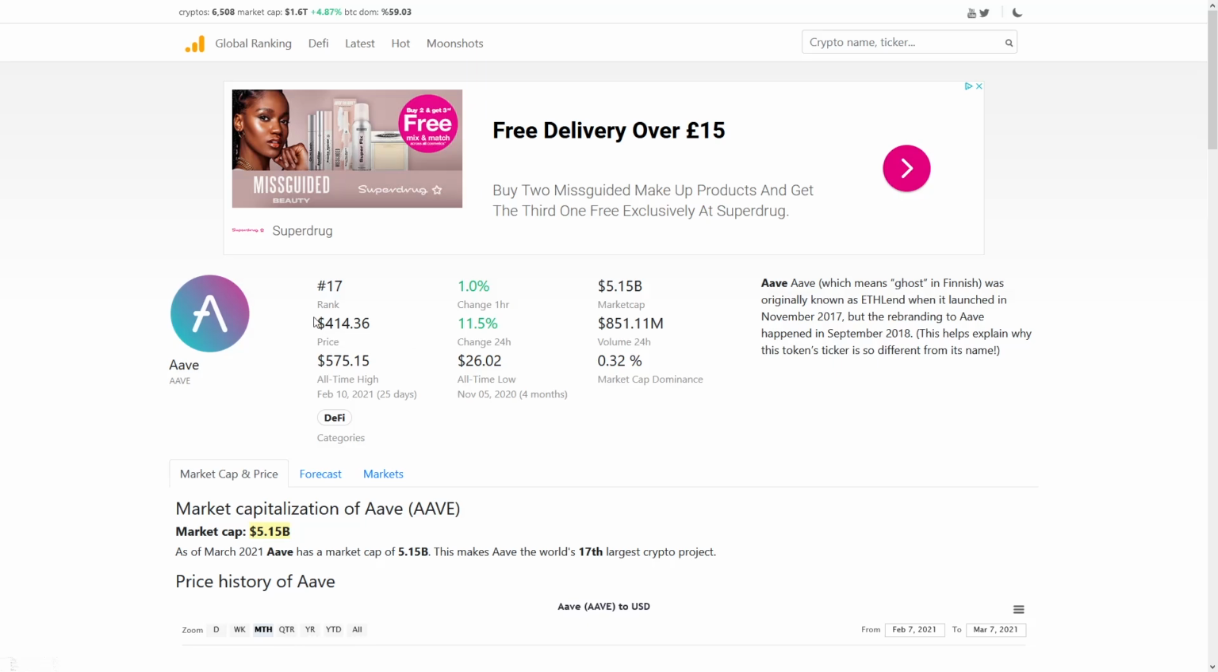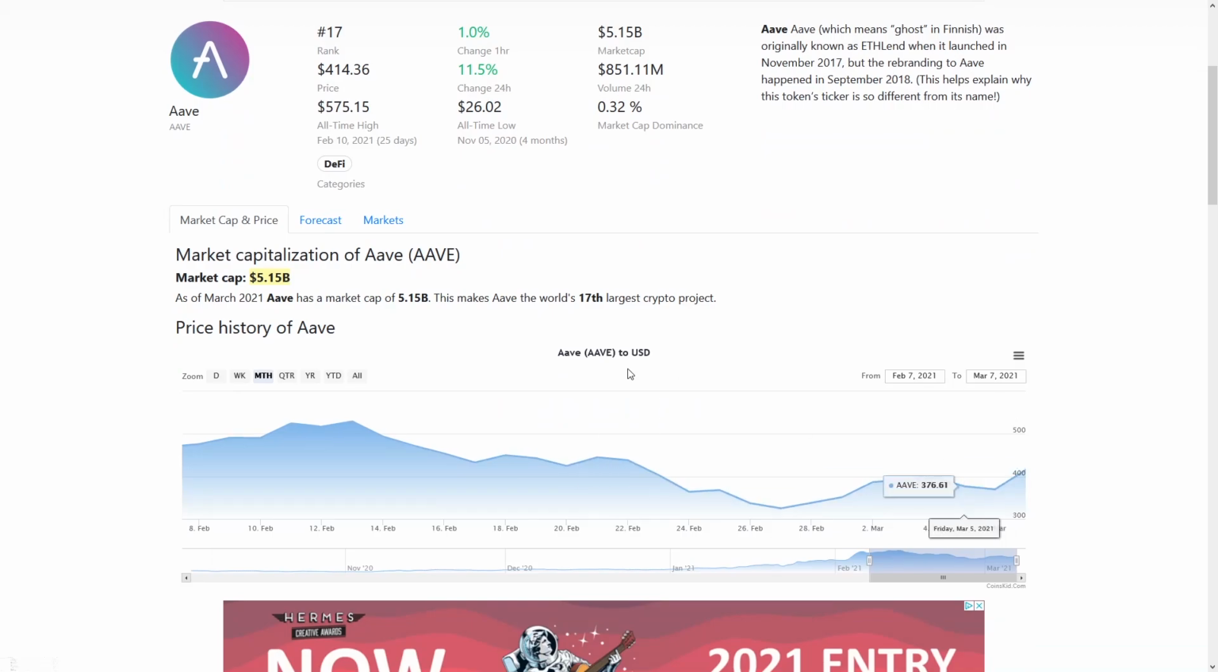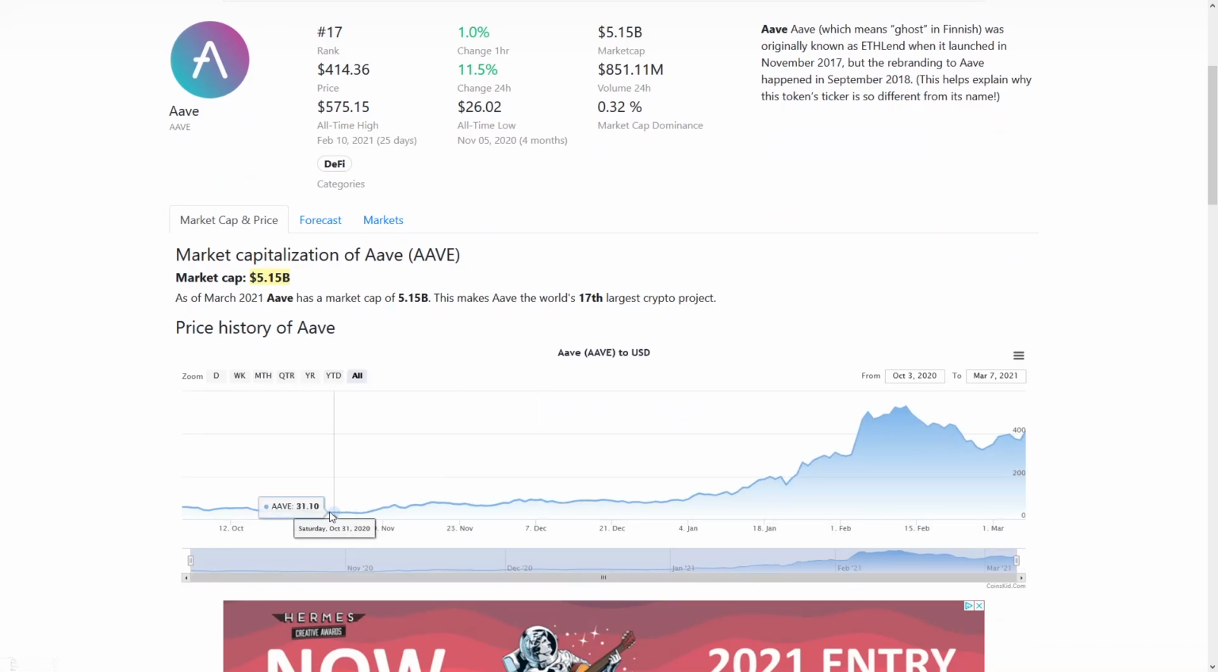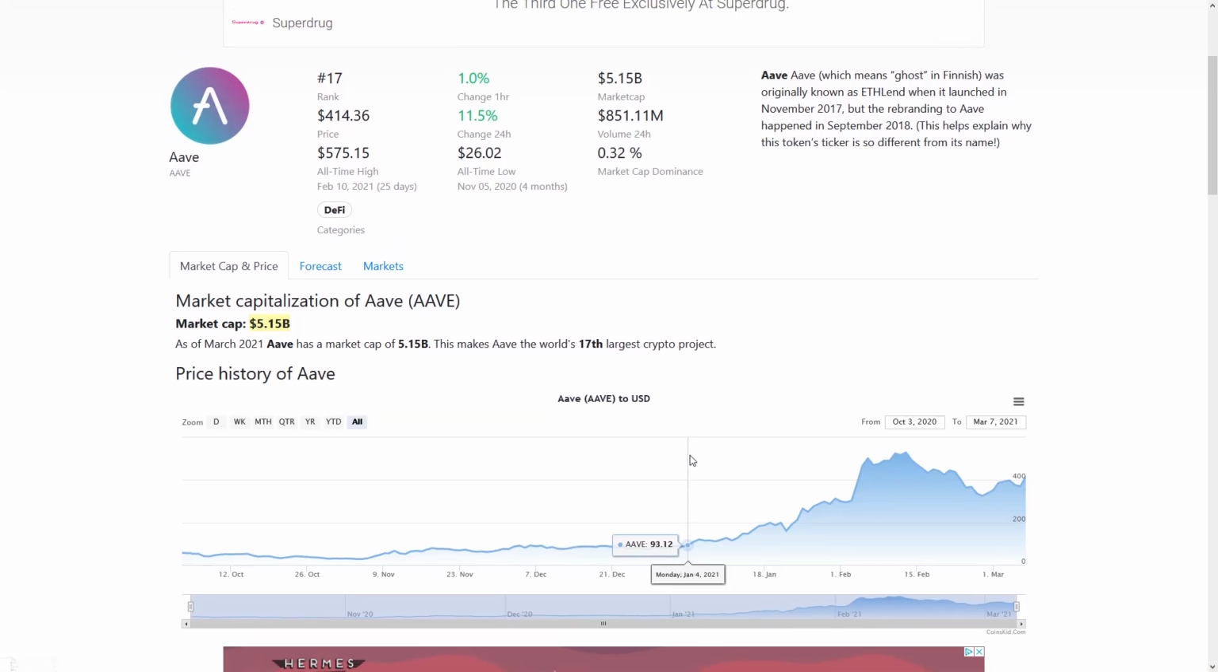So at the minute it's ranked 17 on CoinsKid by market capitalization. It's had a really good year, to be fair. If we look at the all-time chart here, you can see it's had really exponential growth. It went up a little bit in February and it's just come back down. It's consolidating. It looks like it's moving up for another push, guys. So again, looking really healthy in this bull market.